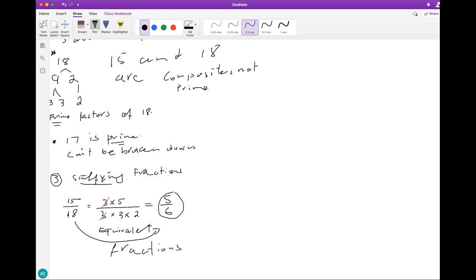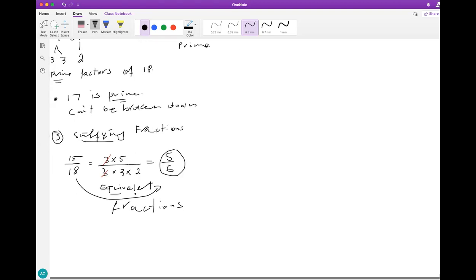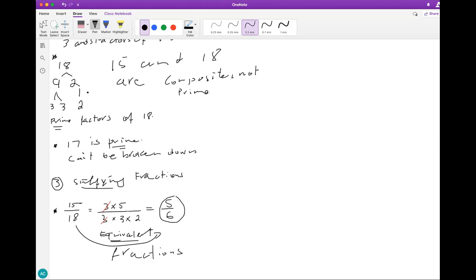This one, 15 over 18, and 5 over 6, are called equivalent. It's technically the same ratio, the same division, just one with smaller numbers. If you divide this in the calculator, the result is exactly the same. So that's why we call them equivalent fractions. Any fraction with large numbers can be simplified into something smaller. That's the reason why we use factoring, so we can see what's common.